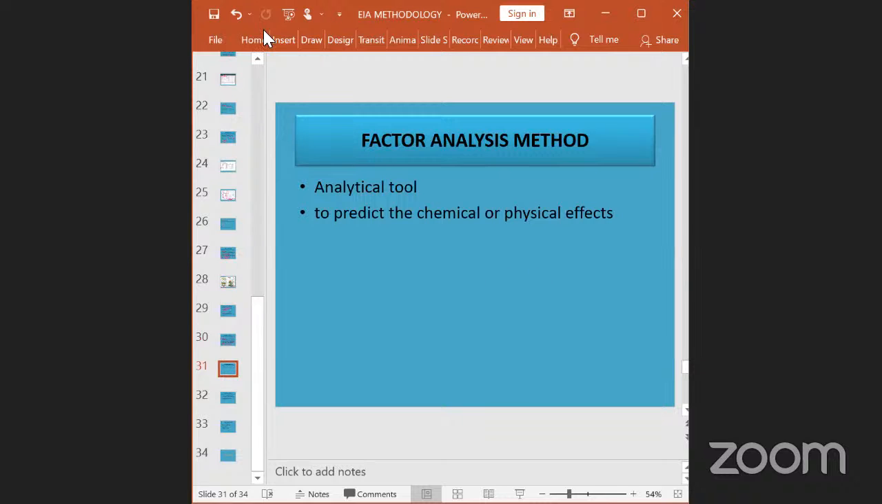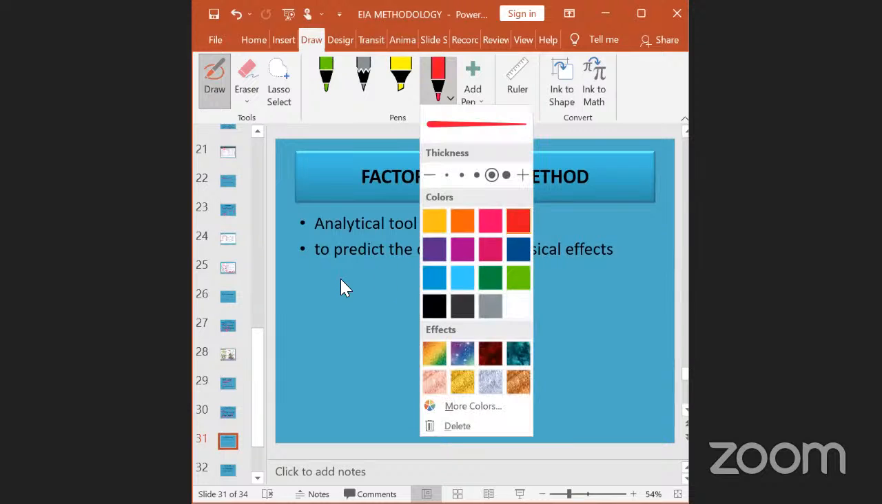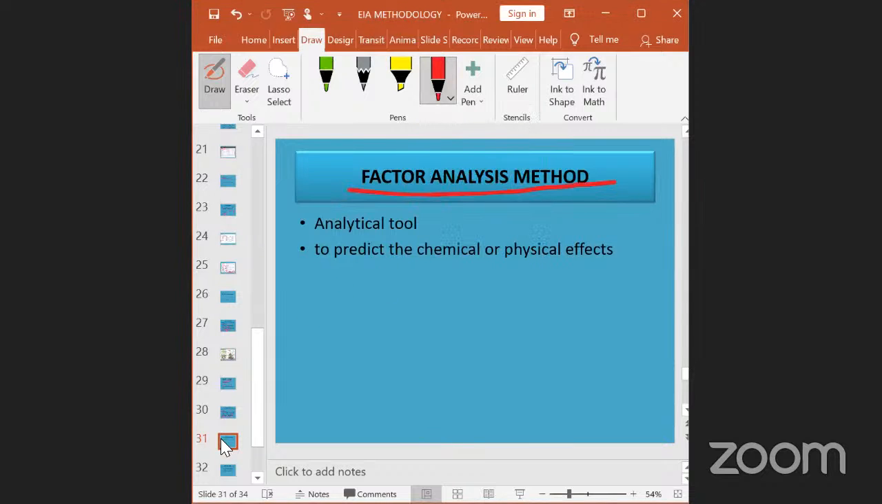And lastly, I think the sixth one, something. Okay, factor analysis method.